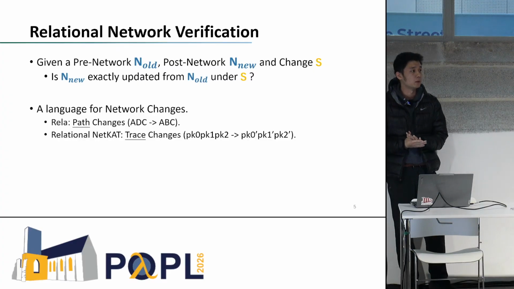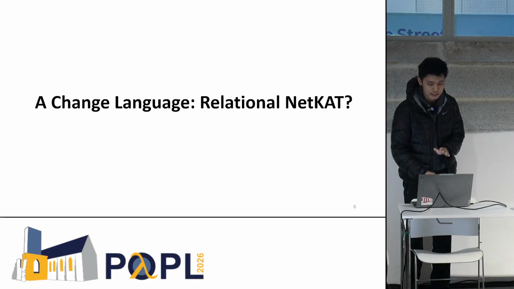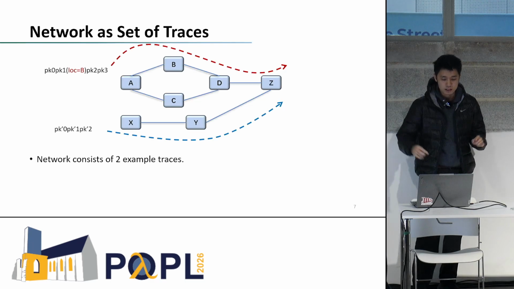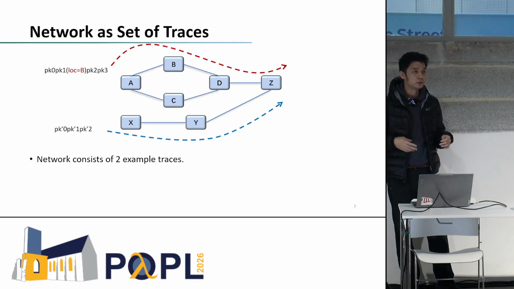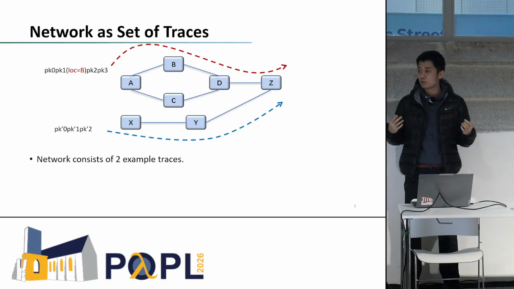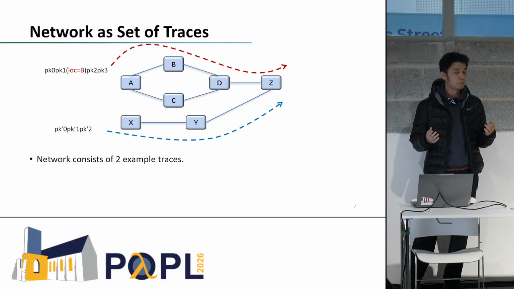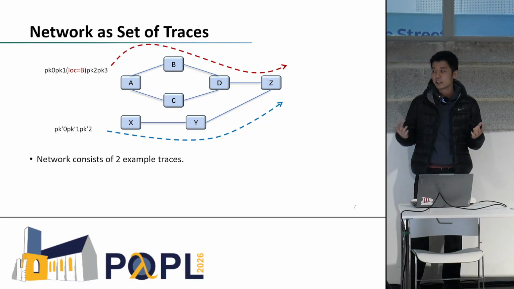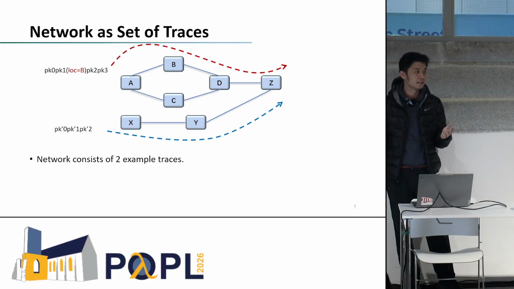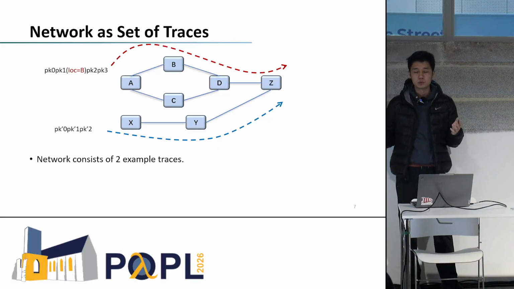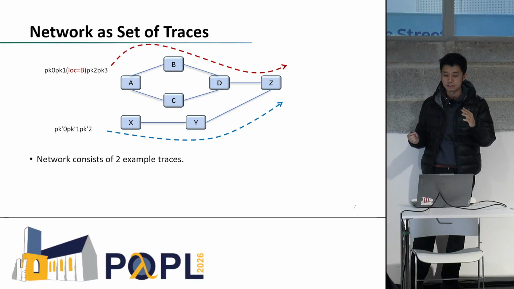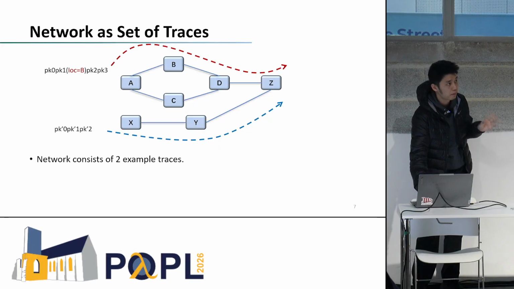Let's move on to our next section, the language design of Relational NetKAT. The first concept I would like to introduce you to is the idea of traces. Here is an example network with 7 devices, A, B, C, D, X, Y, Z. And I show here 2 of the example traces, the red trace above and the blue trace below. The red trace above shows how we forward the packet from device A, finally reaching device Z, and it contains 4 packets.